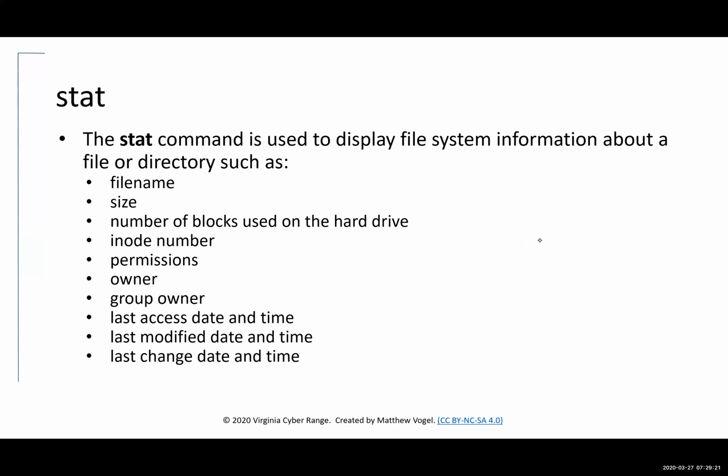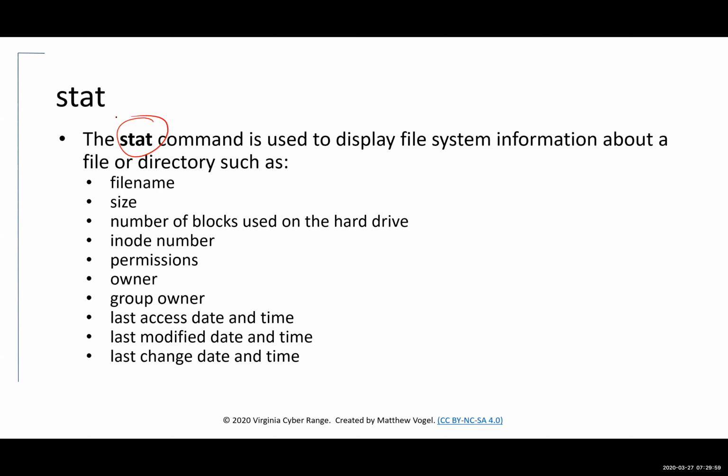Okay, the other command we're going to look at is the stat command. Stat is used to display file system information about a file or directory. The stat command gives me a combination of data. If I list the files with the ls -l switch, then I get the file permissions, the file name, the number of links, etc. All that data.